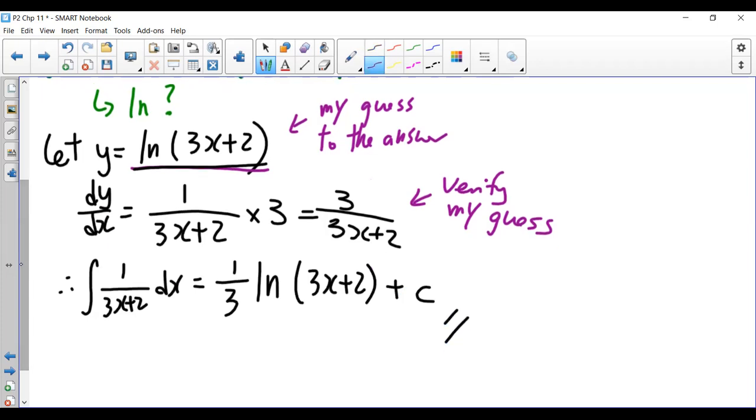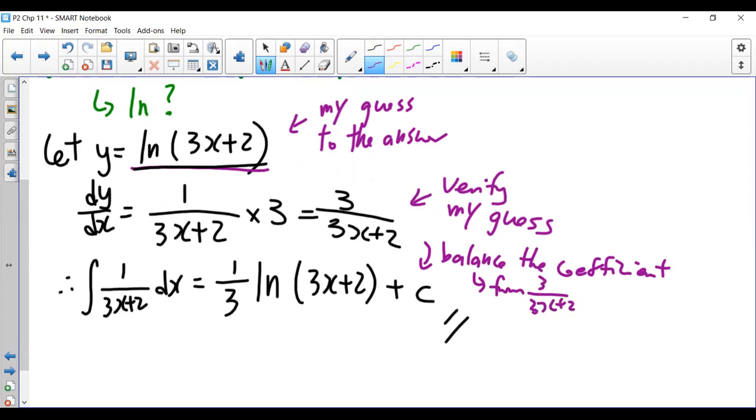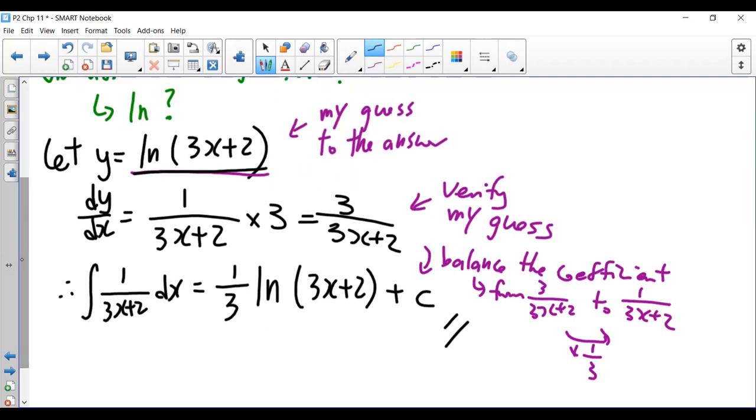And then this next step in here is to balance the coefficients. That is from 3 over 3x plus 2 to 1 over 3x plus 2. I need to times it by 1/3. So it's 1/3 of my guess answer, not 1/3 of 1 over 3x plus 2. It's 1/3 of my guess answer. That's why this step is important.